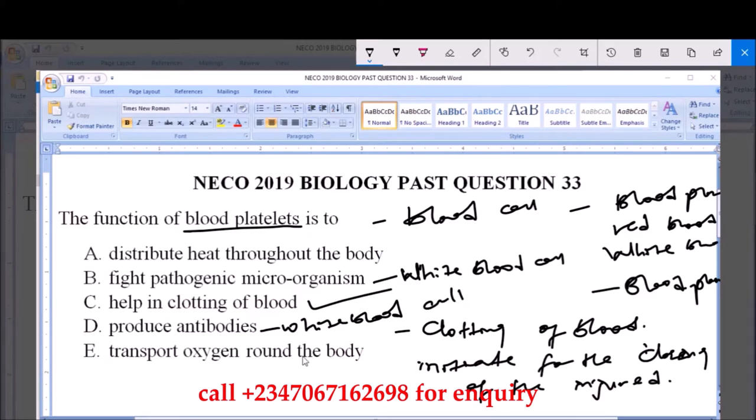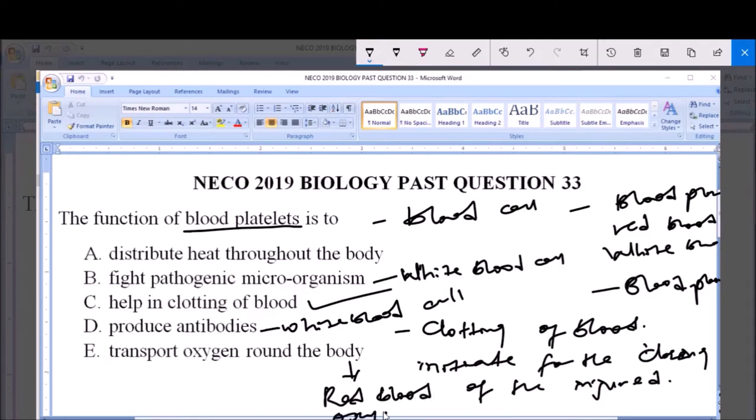Then option E says transport oxygen around the body. Now this is the function of the red blood cell. The red blood cell is concerned with the transport of respiratory gases such as oxygen and carbon dioxide due to the presence of hemoglobin. So the function of blood platelets is to help in clotting of blood. And that is option C.